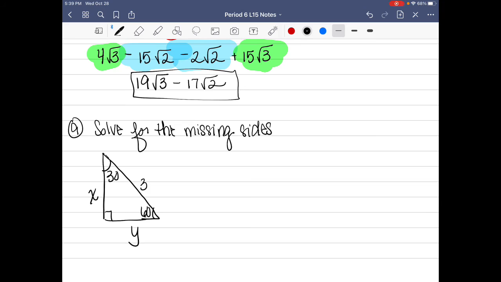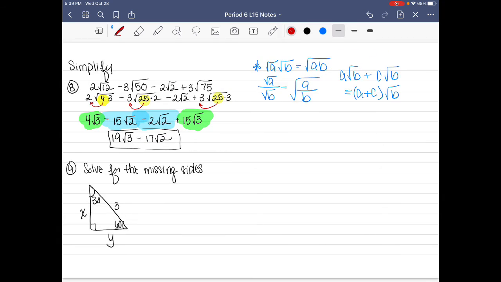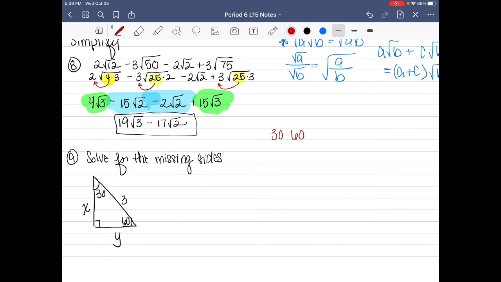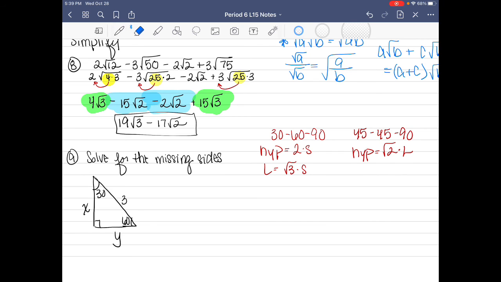When we worked with our 2 special right triangles, we had 2 sets of rules. For the 30-60-90, the hypotenuse is equal to 2 times your short leg, and your long leg is equal to root 3 times your short leg. For the 45-45-90, the hypotenuse is equal to root 2 times a leg, and then legs are equal. Let me rewrite this, it's kind of ugly looking, root 2 times a leg.